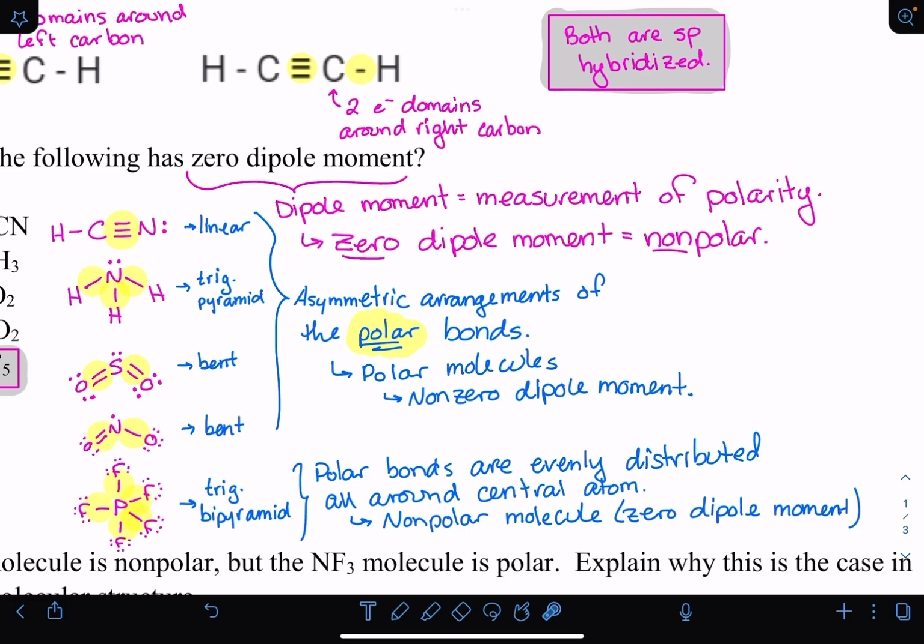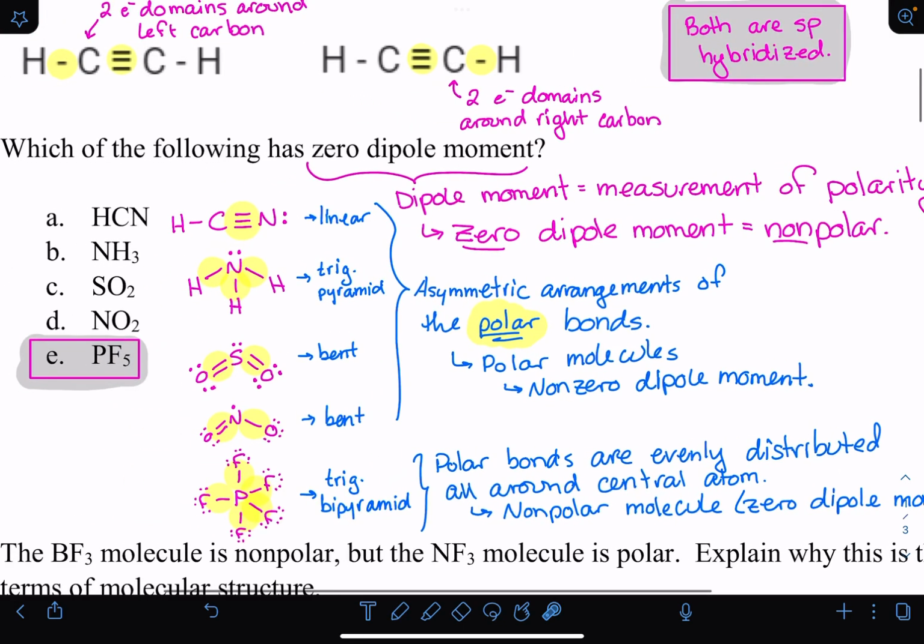We would still consider that a bent geometry. So again, we have polar bonds kind of pointing in the same direction, not completely distributed around our molecule. So these first 4 options are all polar. The last one was the correct choice, because although we have polar bonds, and in fact every bond in this molecule is polar, they're completely evenly distributed all the way around the central atom. So this is completely symmetric, meaning that it is a nonpolar molecule and therefore has a 0 dipole moment. So PF5 was the correct choice on that one.